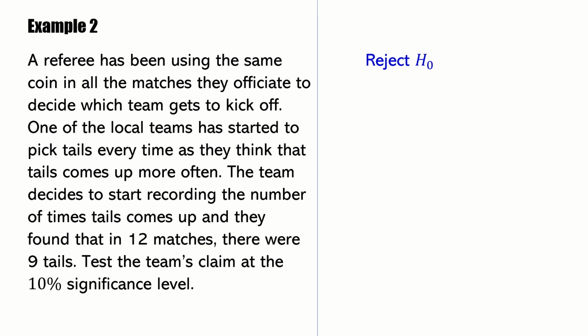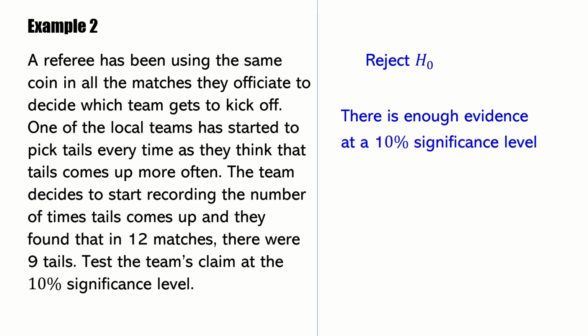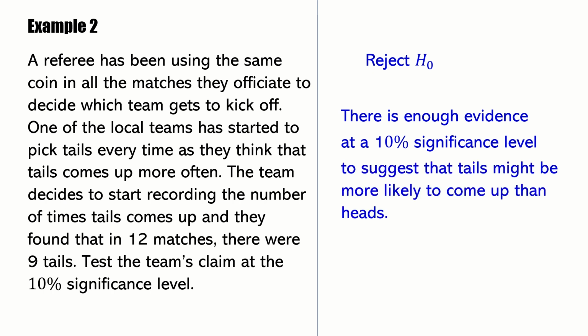And H1 is normally what's associated with the claim, so the implication is that we're not disagreeing with what the claim said. So we're going to say there is enough evidence at a 10% significance level, again referring to the significance level because that had an impact on what we decided. We're going to say that there is enough evidence to suggest that tails might be more likely to come up than heads, in other words agreeing with the claim that was written there. So there we go, we've answered the question.